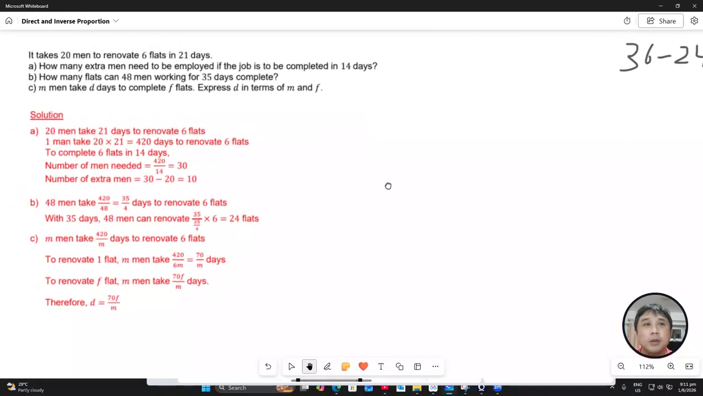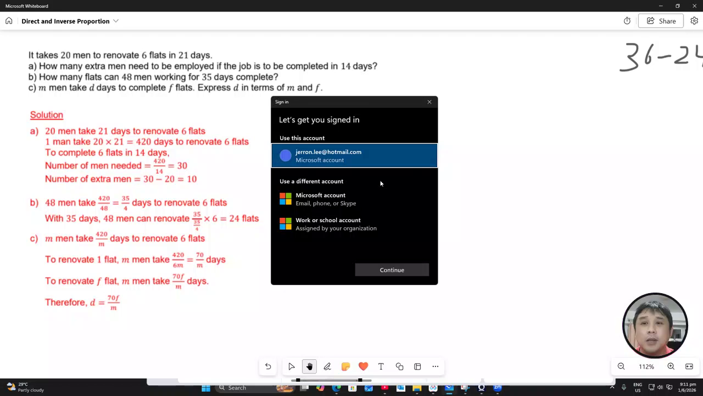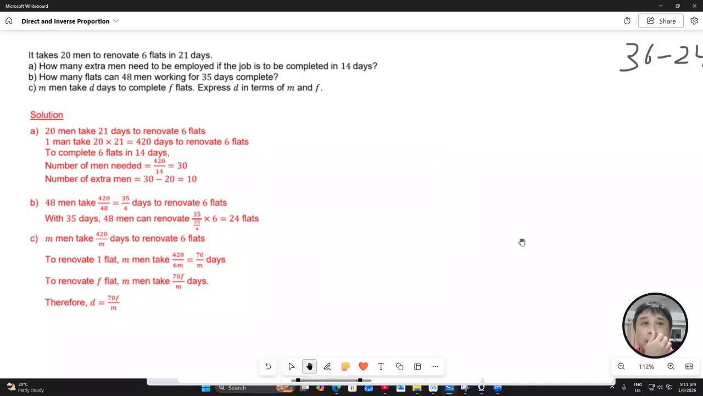So for the second question, you see this. It takes 20 men to renovate 6 flats in 21 days, right? So how many extra men need to be employed if the job is to be completed in 14 days? How many flats can 48 men working for 35 days complete? And then the last part is, of course, M men take 3 days to complete F flats. Express D in terms of M and F. So of course, you may want to look at the provided solutions over here.